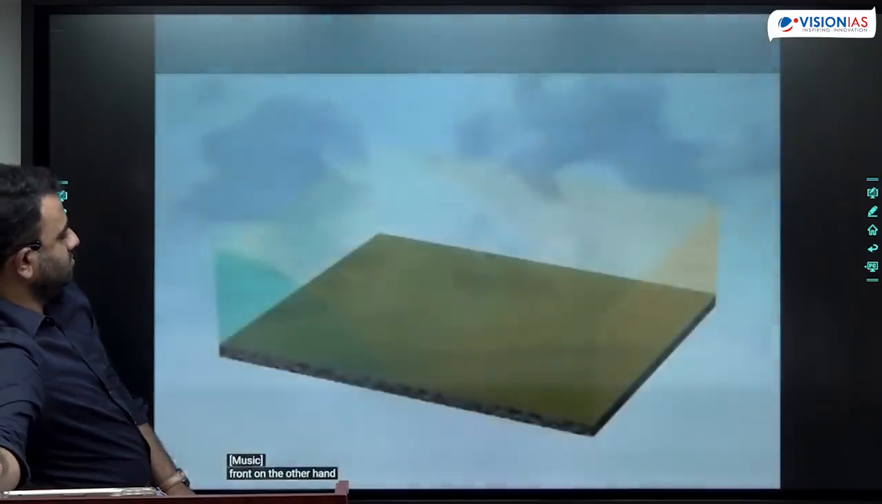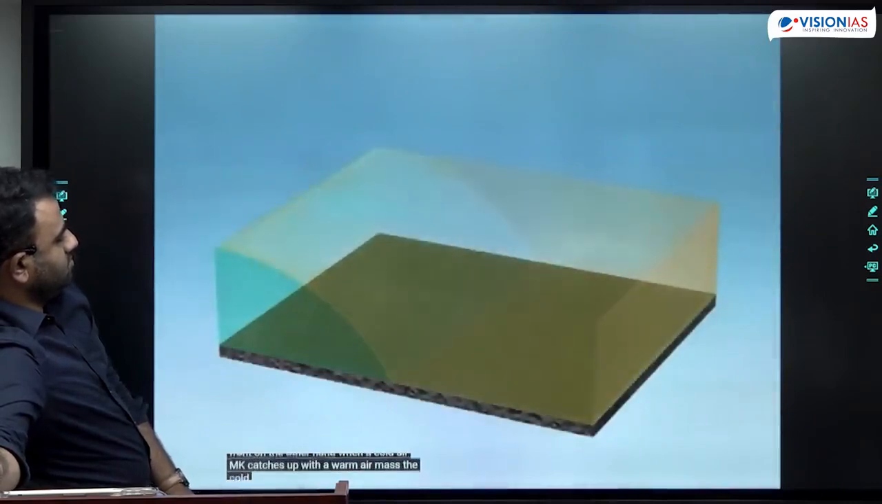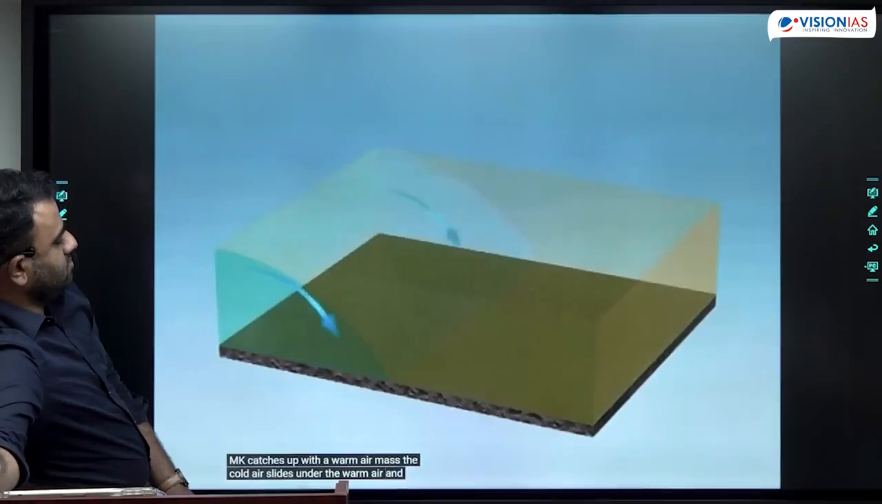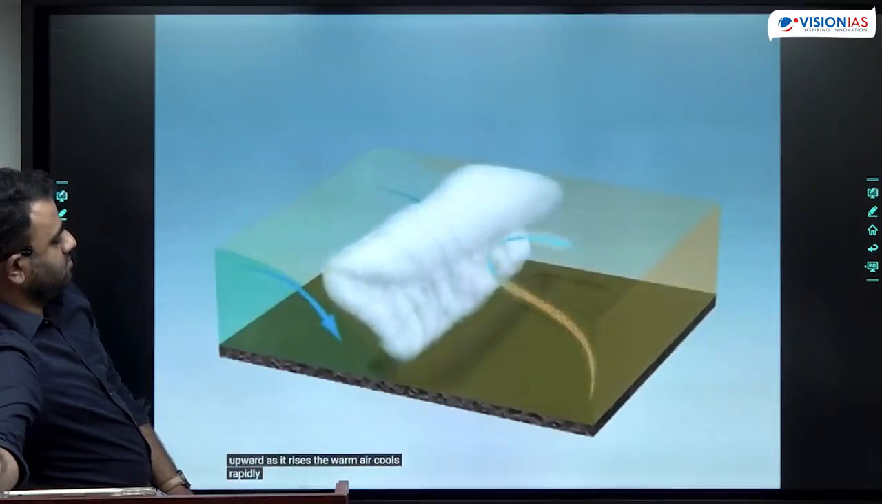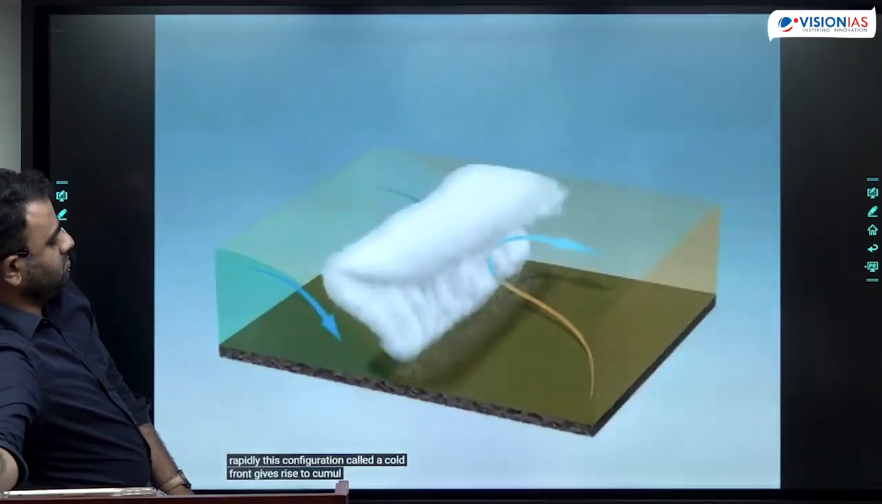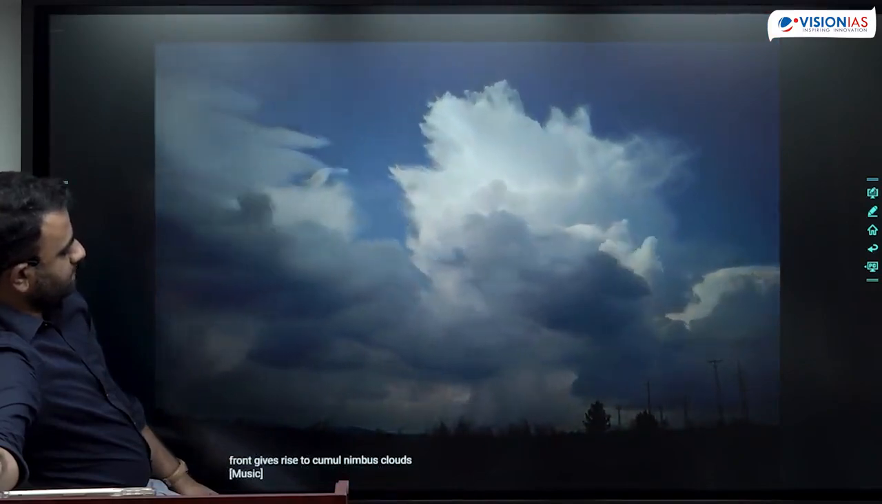On the other hand, when a cold air mass catches up with a warm air mass, the cold air slides under the warm air and pushes it upward. As it rises, the warm air cools rapidly. This configuration, called a cold front, gives rise to cumulonimbus clouds. These thick clouds, cumulonimbus clouds.